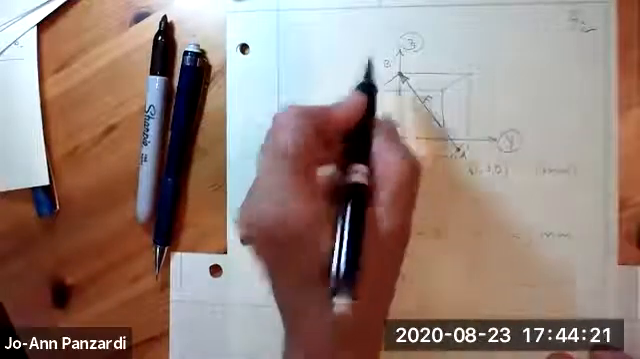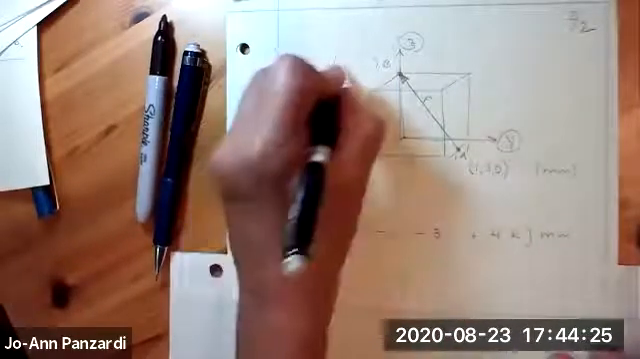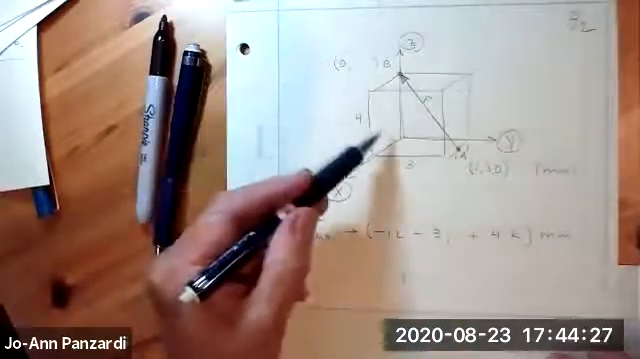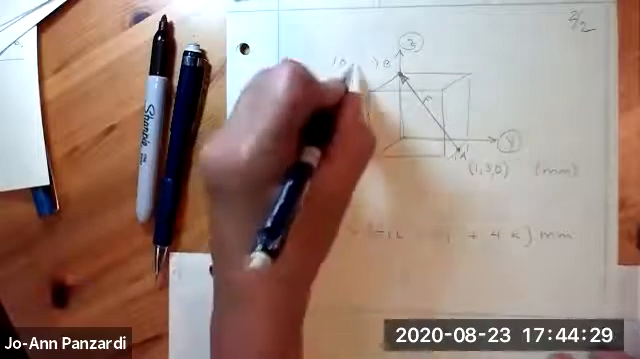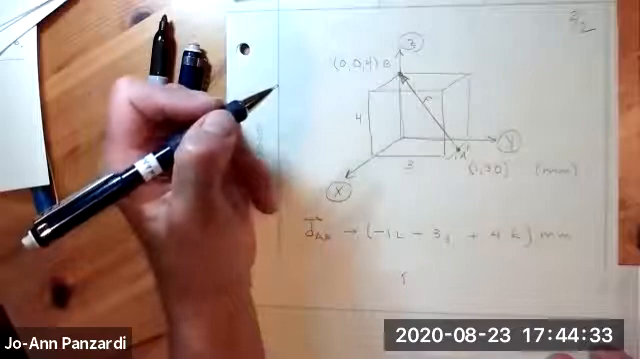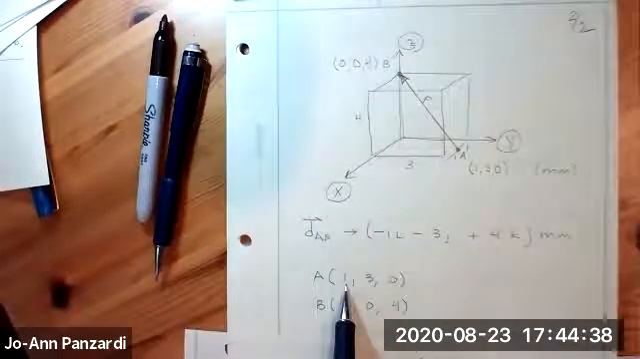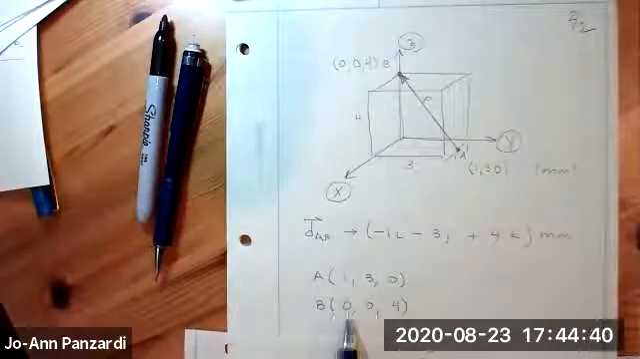Well, what about B? What are the coordinates of B? In the X, it's 0. In the Y, it's 0. And in the Z, it's 4. So let's just check what I did already. I got 1, 3, and 0, and B is 0, 0, 4.